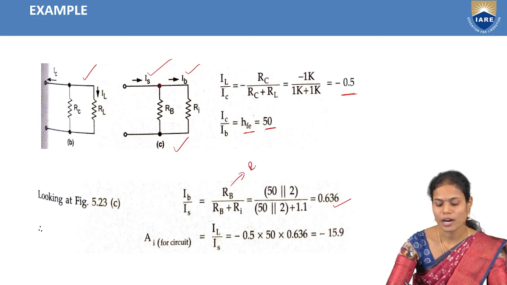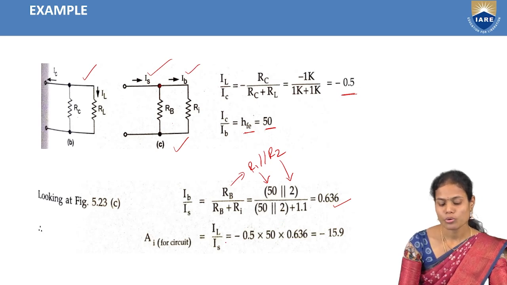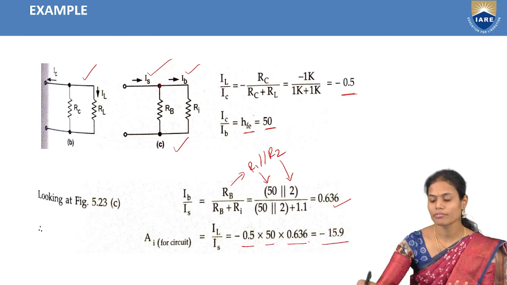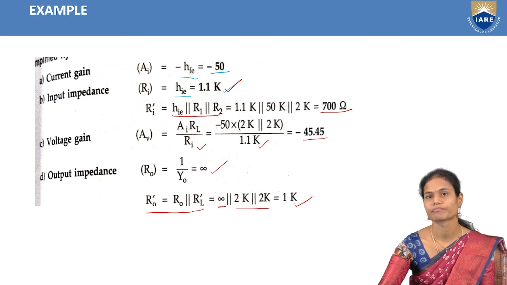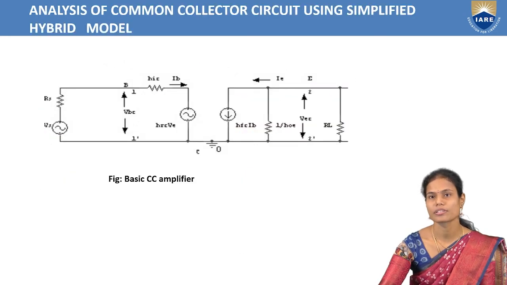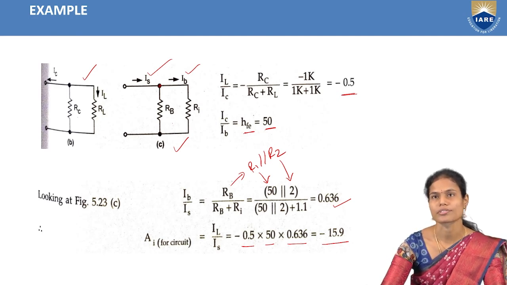Here RB is nothing but R1 parallel with R2. So that's why we are substituting the R1 value as well as the R2 value here, both in the denominator as well as in the numerator. So the overall current gain is the multiplication of all these current gains, that is minus 0.5 into 50 into 0.636. It is minus 15.9. So if we compare it with the normal current gain in the hybrid circuit, the value is increased in this case, when we take the source resistance into consideration.